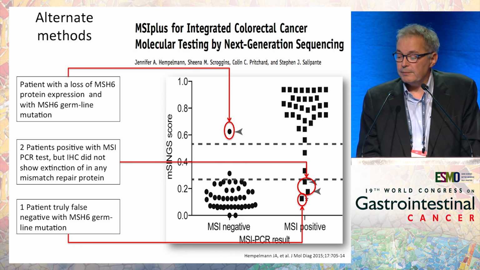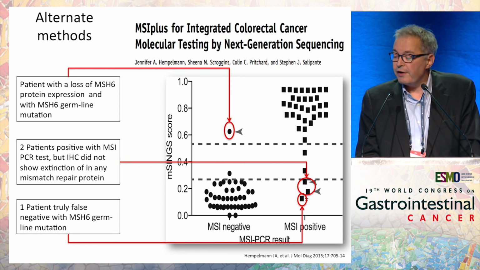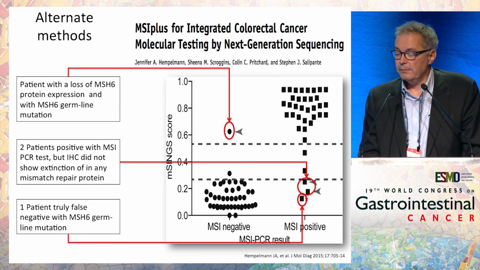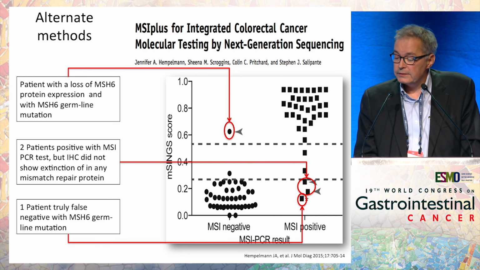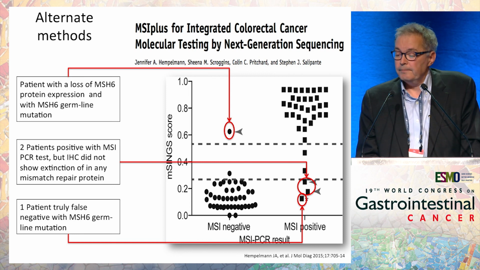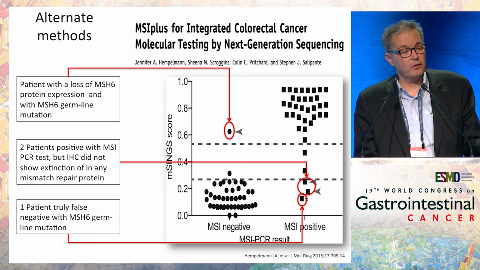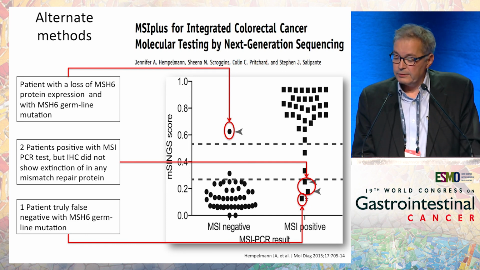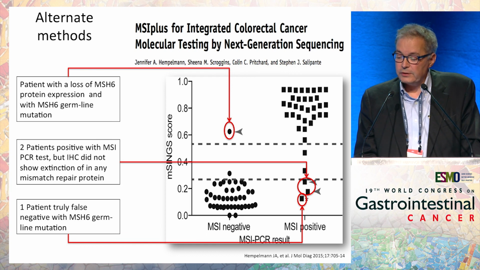One is due to a loss of MSH6 protein expression, and in this tumor, which is negative for MSI by the classical method, they found an MSH6 germline mutation. And in these two cases, it was MSI positive by molecular biology, but with immunochemistry they did not find any protein extinction. So this can be considered as a false positive of the molecular biology MSI phenotype. And there is probably one that was missed by sequencing, a truly false negative patient with an MSH germline mutation.